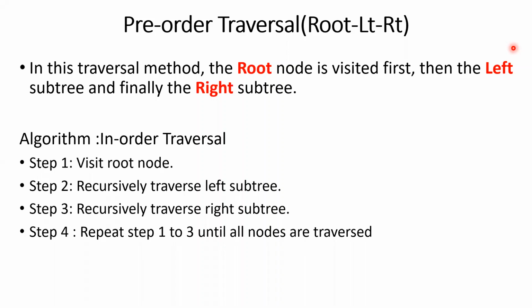So we are visiting the root node, and root is considered as the first one to be visited. So we are giving it as root, left, right. For post-order, root will be visited last. So that's the only difference. So here we have to think only one thing, that is we have to print the root first.